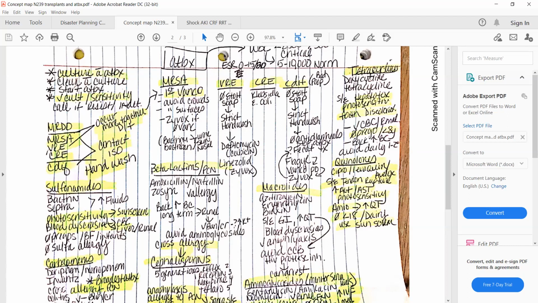Doxycycline, tooth discoloration, big deal. Highlight that. This is why we do not give it to children, okay? Because it causes permanent tooth discoloration. CBC, okay, no under 8 years old, no pregnancy. If they're taking this, they need backup birth control.